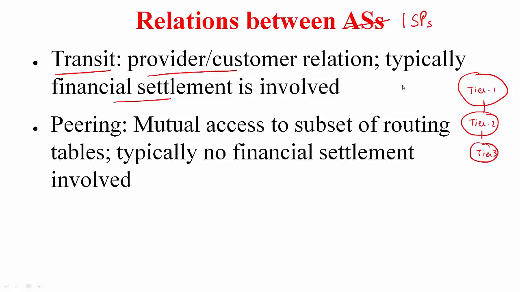For example, the tier 2 ISP will buy service from tier 1 so that the traffic that is originating from its customers, it will route via tier 1 to reach their intended destination because it doesn't know how to reach those destinations. Similarly, tier 3 will also buy service from tier 2 to route its traffic.